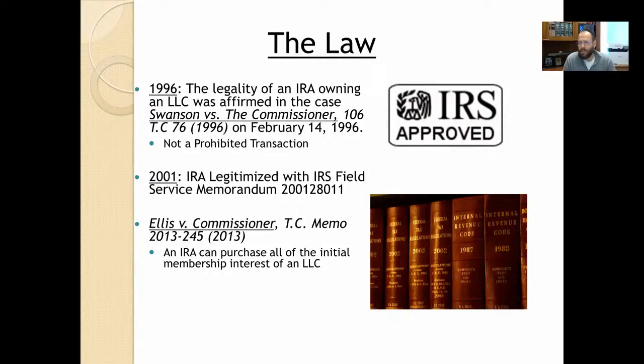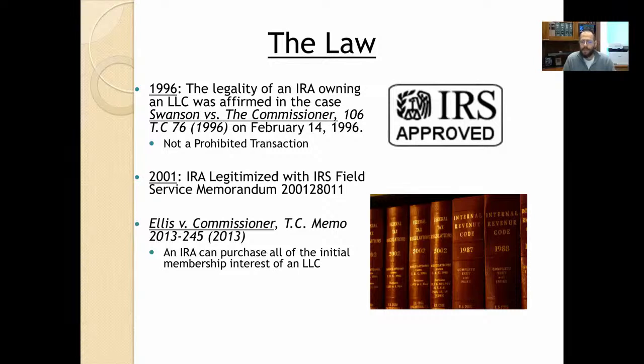Ultimately they won in the tax court, saying it was not a prohibited transaction because it didn't fall within those people in the 4975 exclusion in prohibited transactions. It was further clarified in the IRS Field Service Memorandum back in 2001, where again the IRS legitimized the IRA LLC. And then another big landmark case happened in 2013 called Ellis versus Commissioner.